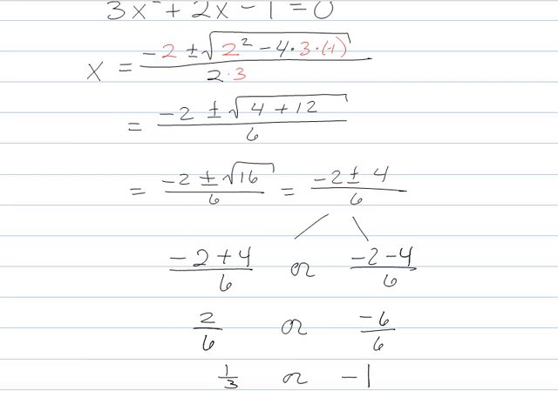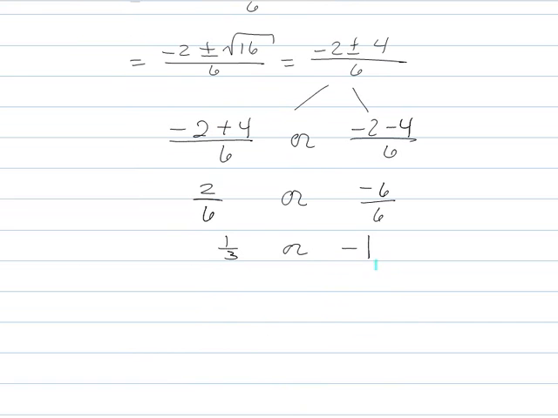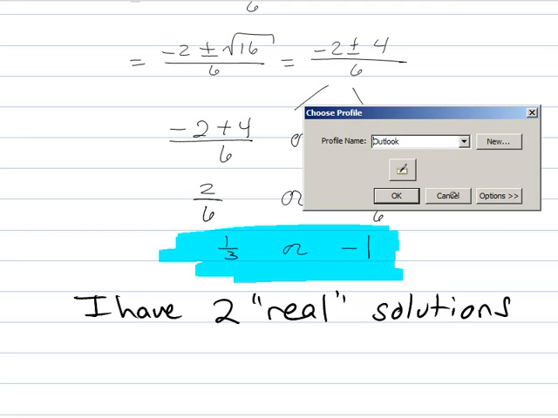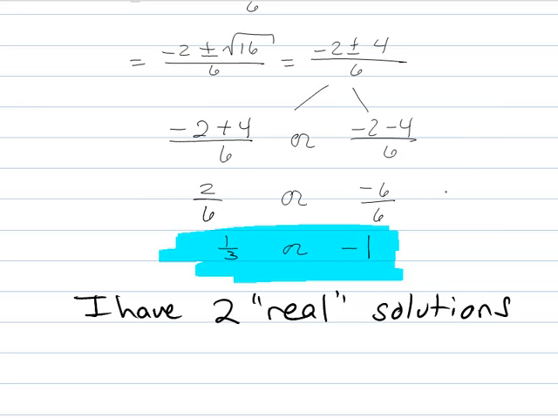Okay. Now the way that we would classify this is that I could say that given these answers right here, I have two real solutions. Okay? Two real solutions. Which means that if this was, say, a problem related to length or time or velocity or real values, that I would get a legitimate answer. So that's kind of nice to know.